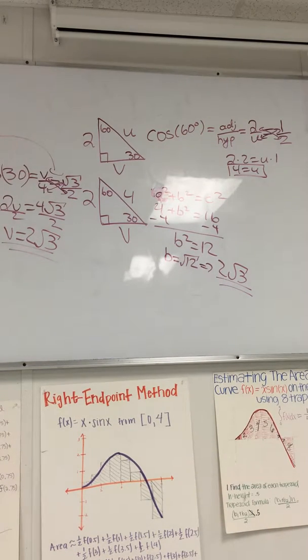Carla? V did 2v over 2. So I did cross multiplying here, so that 2v equals 4 root 3, and I divided both sides by 4, not 2. Good job.